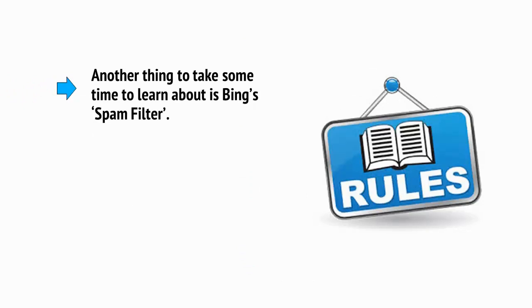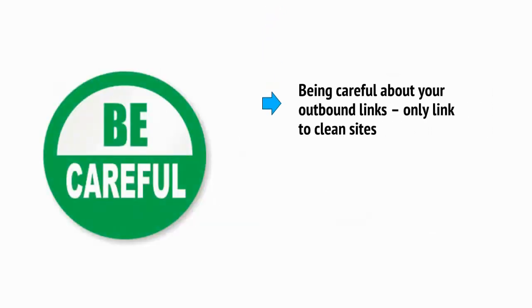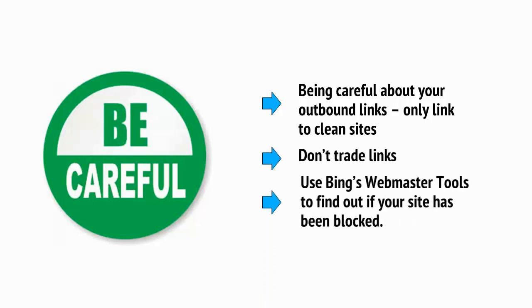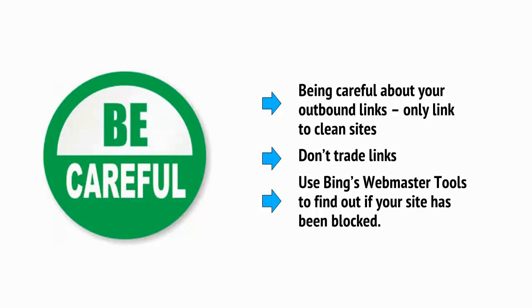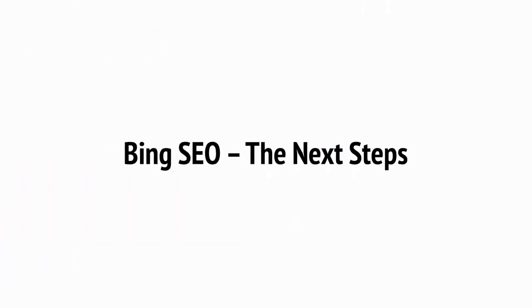Another thing to take some time to learn is about Bing's spam filter, and this is how Bing decides whether or not to penalize sites that show up in its SERPs. So you need to make sure that you observe the rules that Bing recommends. This means being careful about your outbound links, only link to clean sites, don't trade links, and use Bing's webmaster tools to find out if your site's been blocked. That's right, Bing has a webmaster tools just like Google does, and it's just as useful, invaluable for marketers. And you can find this at bing.com/toolbox/webmaster.